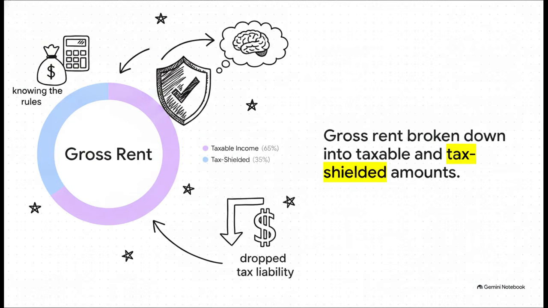And this brilliantly illustrates the sheer power of Section 15A. Out of your 12 lakhs in gross rent, a massive 4.25 lakhs is completely tax shielded. It's protected. You are only paying your tax slab rate on the remaining 7.75 lakhs. Literally, just by knowing the rules and following these steps, you've significantly dropped your tax liability.